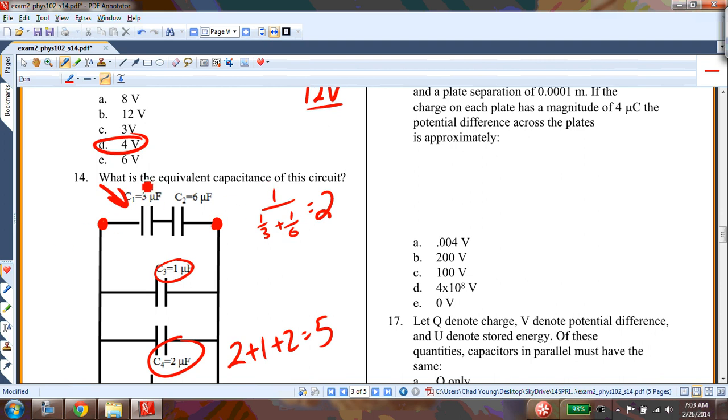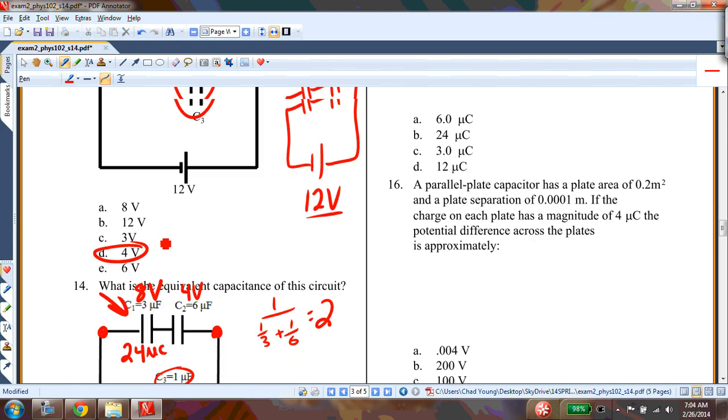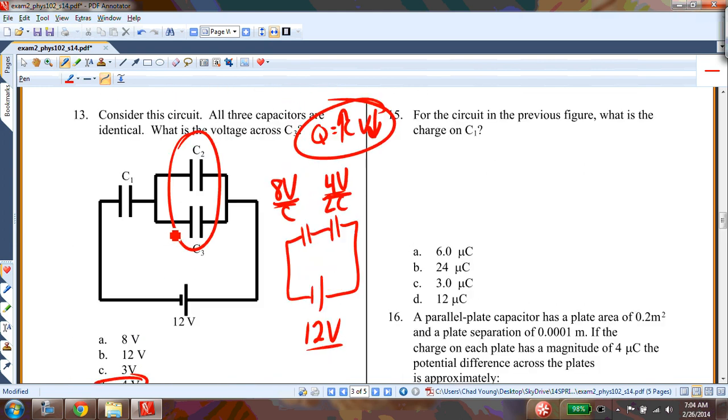Then I know the smaller capacitor, which is half the bigger capacitor, has to have 8 volts, and this has to have 4 volts. All right, so if I'm looking for the charge, I know I have 24 microcoulombs there. That's 8 times 3. So number 15 is B, but let me show you a different way of doing that.